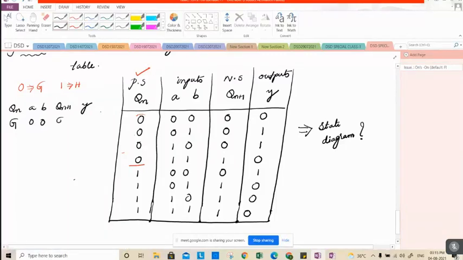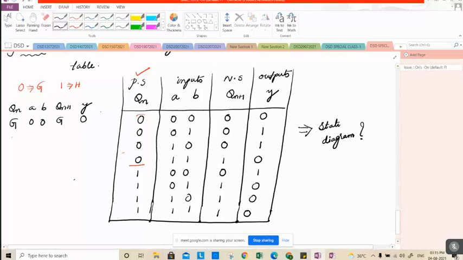What is the next state? G, sir. Y is an output. Y is an output. Don't write Y as G again. A few people will do that, but don't write it that way. Y is output. Y is not a state.